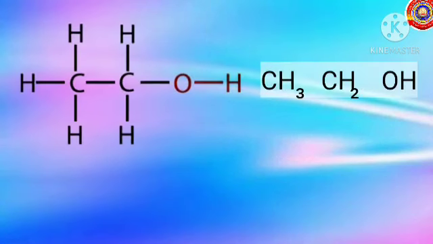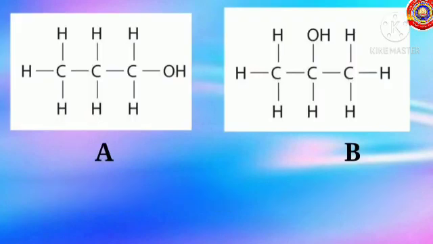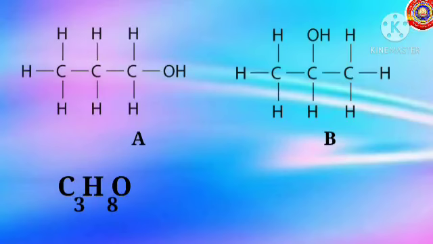See another alkanol, CH3CH2OH. Here the hydrogen present in ethane is replaced by the functional group OH. So the IUPAC name is ethane minus E plus OL, which gives ethanol. Got it? Now observe these structures. What is the molecular formula of the structure A? Yes, you are right, C3H8O. And what about the structure B? Again, C3H8O.